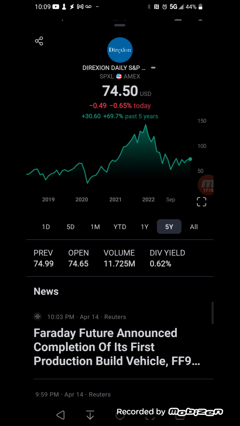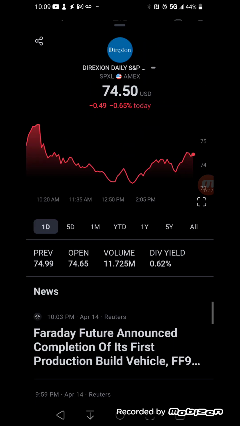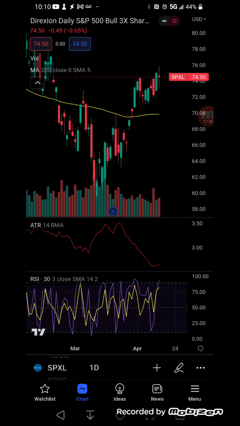Okie doke. Let's go back to the 1 day. Now, if you click on the maximize icon, see where it says all there? Right here. Oops, I have to keep putting that circle there because my phone locked up again and I had to start all over again. Okay, I'm going to click that and I get a big view of the chart.